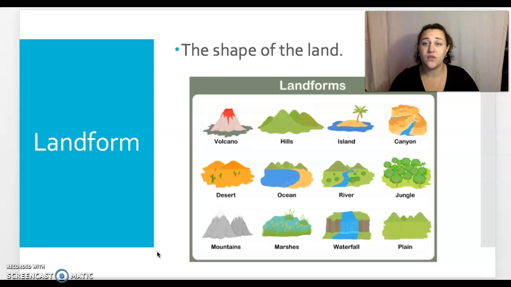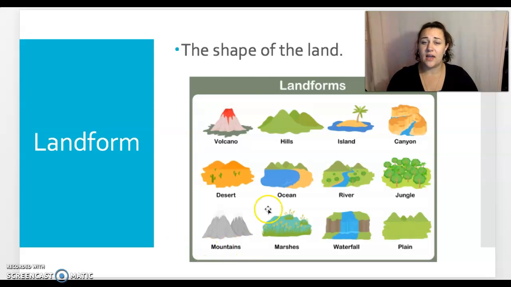So our first word, and this one should be reviewed because we did landforms back in September, even in the beginning when we started doing some homeschooling, and we talked about landforms in social studies. Now there are certain landforms we're going to look at for science, but overall, we need to remember what a landform is. So this is going to be a little review for us. So a landform, the shape of the land.